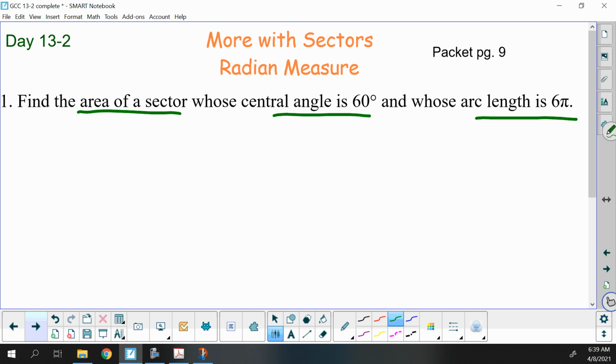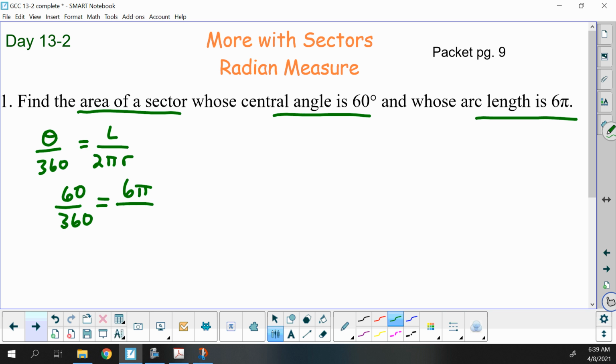So because we're given the arc length of 6 pi, that's the one we want to start with. So we're going to have theta over 360 is equal to our arc length over 2 pi r. So we have it that our theta is 60, so 60 over 360 is equal to our arc length of 6 pi, over 2 pi r.